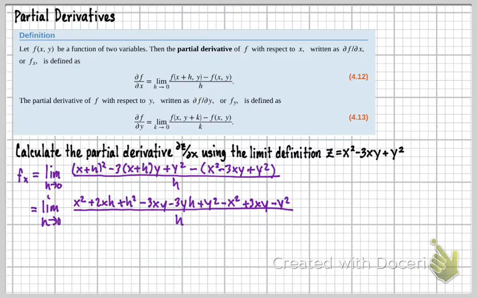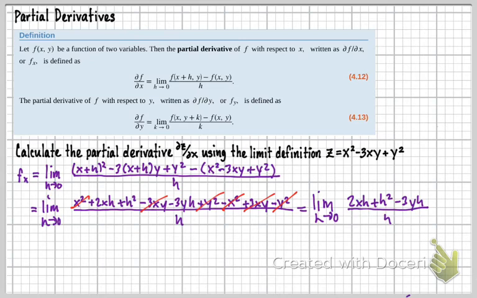And then just notice what cancels here. So I have this positive x squared, negative x squared. Positive 3xy, negative 3xy. Positive y squared, negative y squared. So then we end up with the limit as h goes to 0 of 2xh plus h squared minus 3yh all over h.